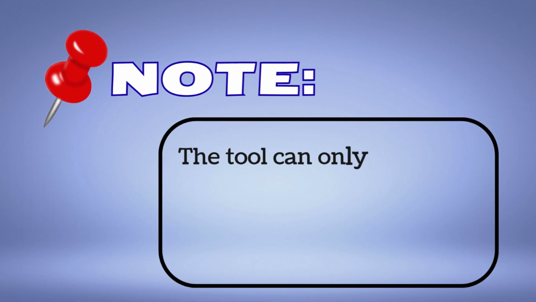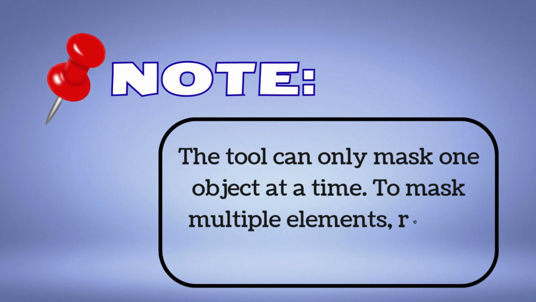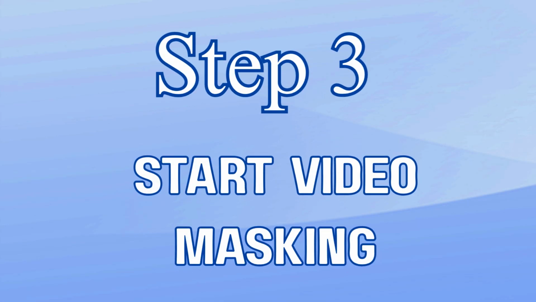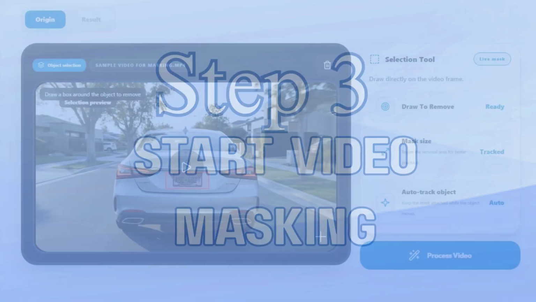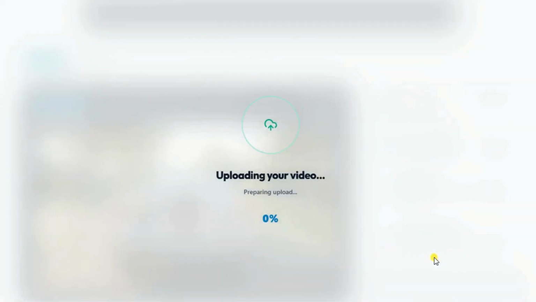Currently, the tool supports masking one object at a time. To hide multiple elements, you'll need to apply the mask separately for each one. Step 3. Start video masking. Click the Process Video button to begin processing the selected area.